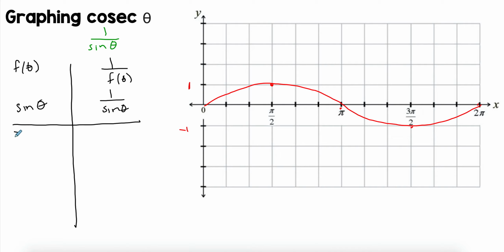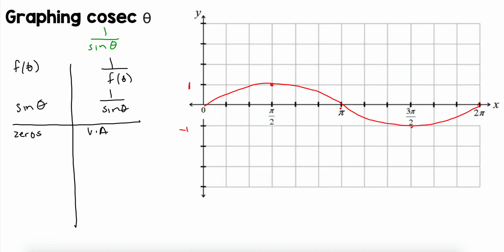So one thing to note is that the zeros of sine x, or the zeros of your function, will be the vertical asymptotes of your reciprocal, because if at, let's say at pi, f of pi is equal to 0, then you are going 1 over 0, so it's going to be undefined. So exactly where sine theta is 0, that's going to be your vertical asymptote.